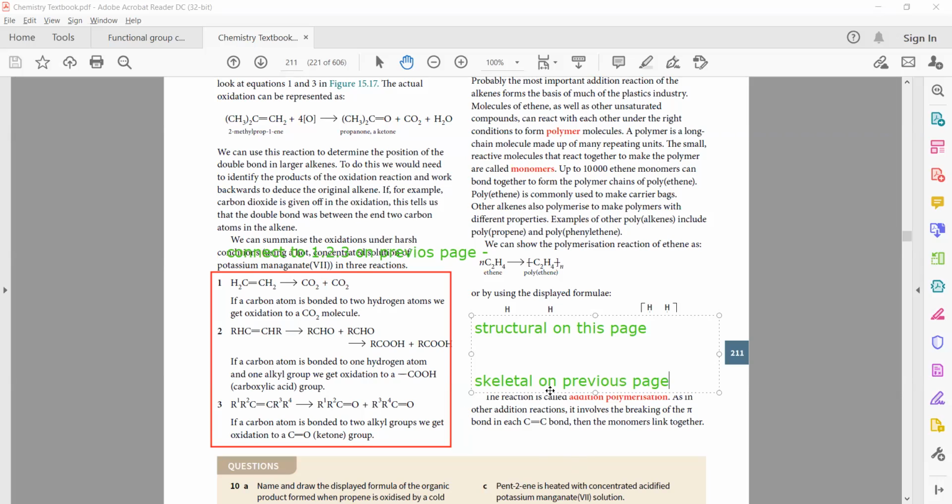Any questions? Oh, good. So I'll quickly clear the drawings and I'll go back to the previous page.